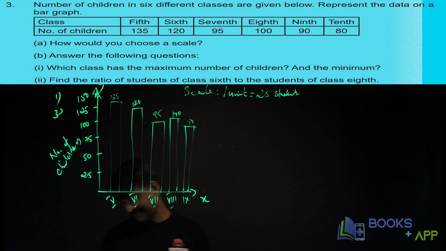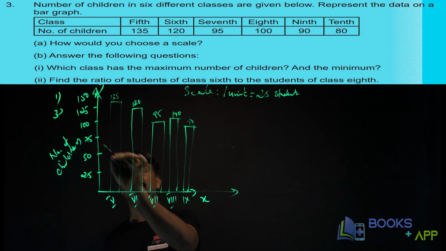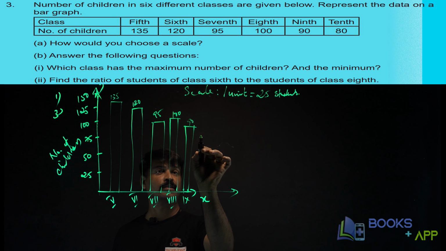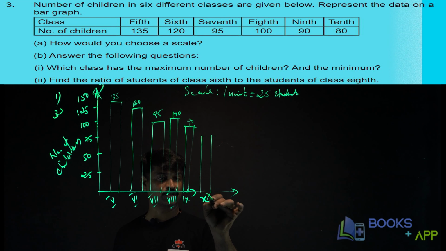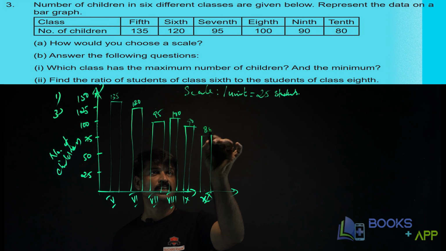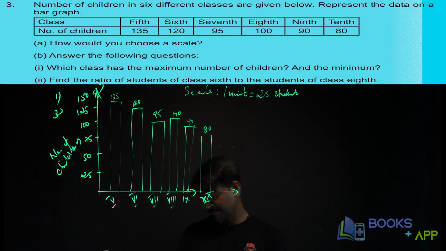Okay. Now in 10th standard, we have 80 students, isn't it? So let us extend the x-axis of this graph. Now 10th standard, we have 80 students. So this will be 80. Okay. So this shows the 10th standard students, that is 80 in number. This is how we have to represent a bar graph using the information given.